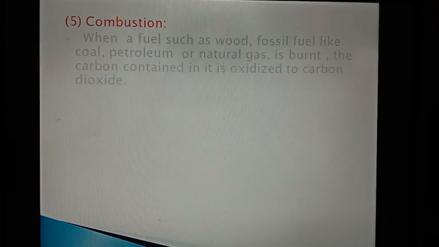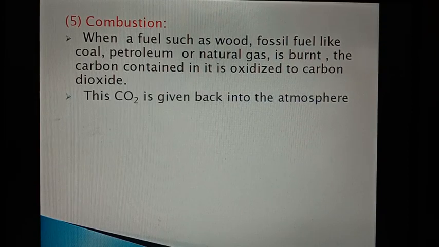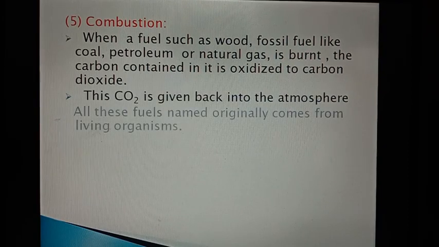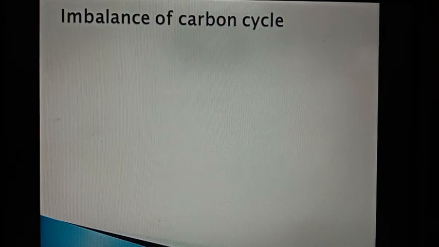Next is combustion. When a fuel such as wood, or a fossil fuel like coal, petroleum or natural gas is burnt, the carbon contained in it oxidizes to carbon dioxide. This carbon dioxide is given back into the atmosphere. All these fuels named originally come from living organisms. Heating and burning of limestone in lime kilns also releases a certain amount of carbon dioxide into the atmosphere. So these were the different steps.